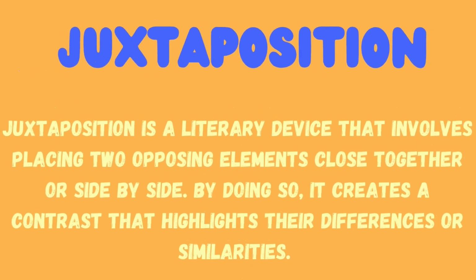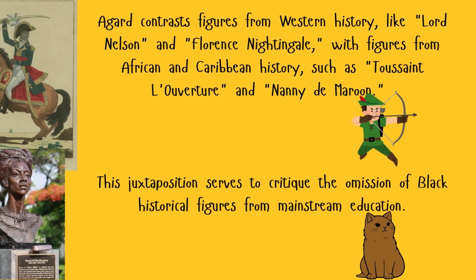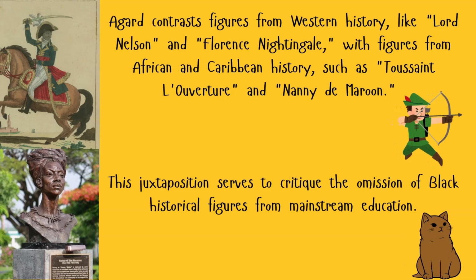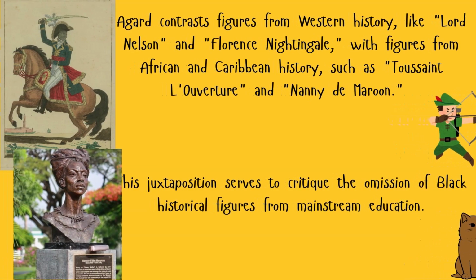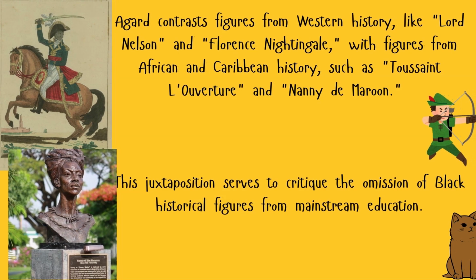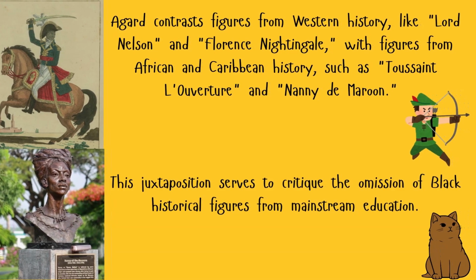Juxtaposition is a literary device that involves placing two opposing elements close together or side by side. By doing so, it creates a contrast that highlights their differences or similarities. Agard contrasts figures from Western history, like Lord Nelson and Florence Nightingale, with figures from African and Caribbean history, such as Toussaint Louverture and Nanny de Maroon. This juxtaposition serves to critique the omission of Black historical figures from mainstream education.